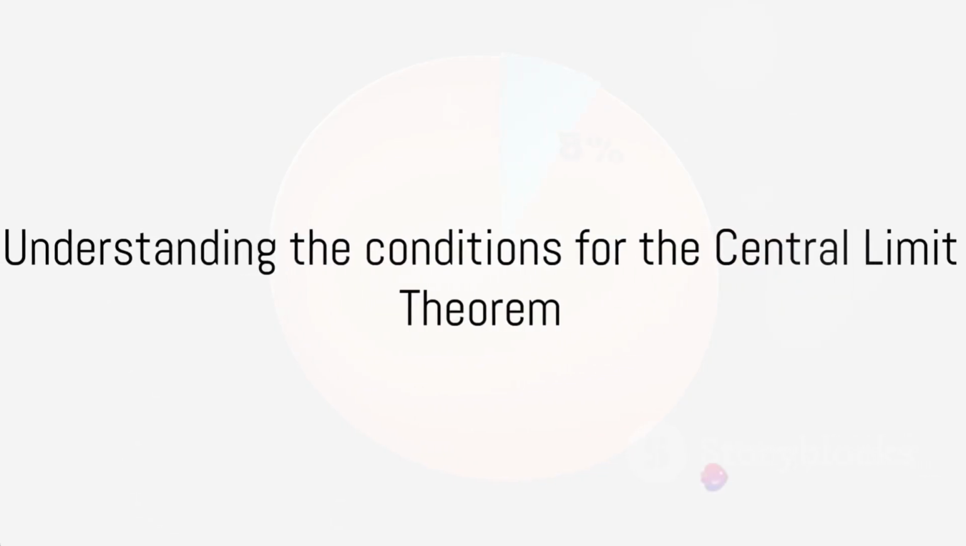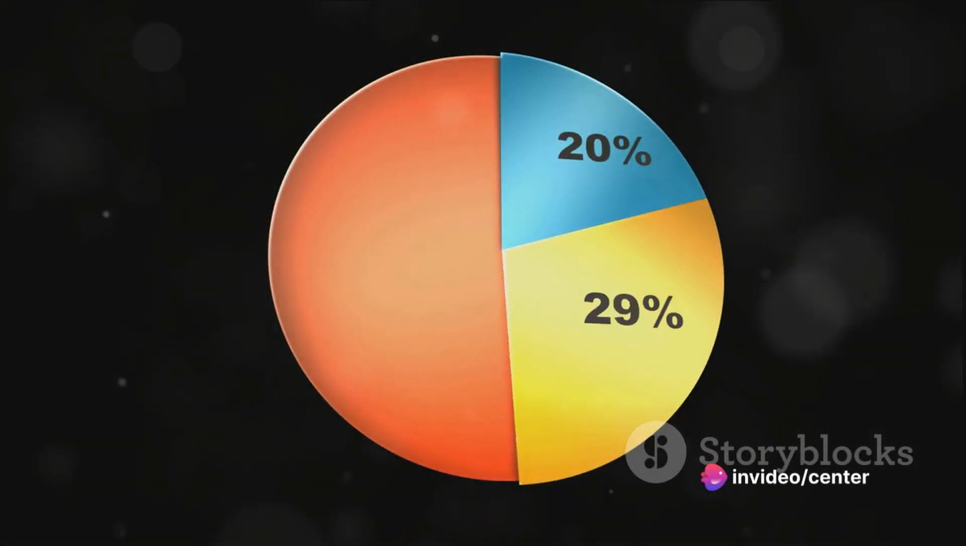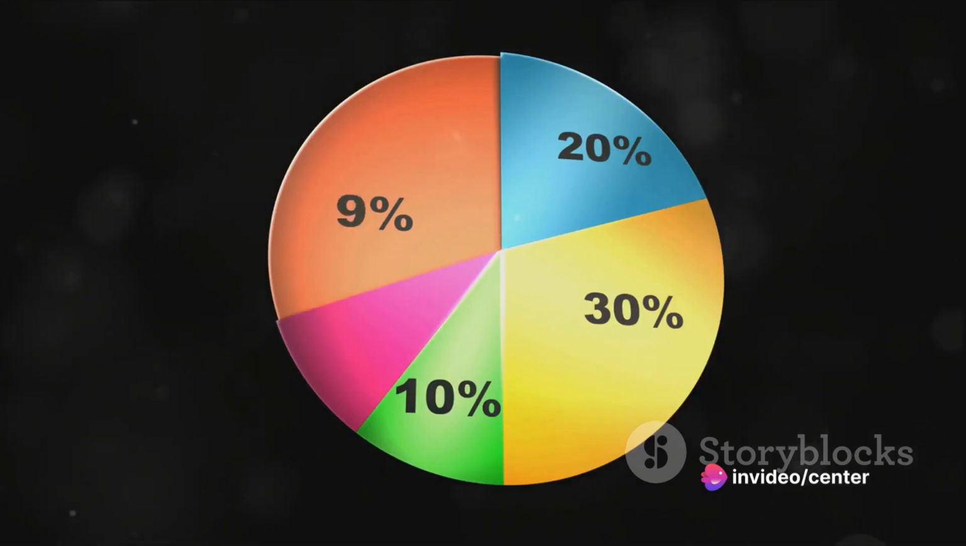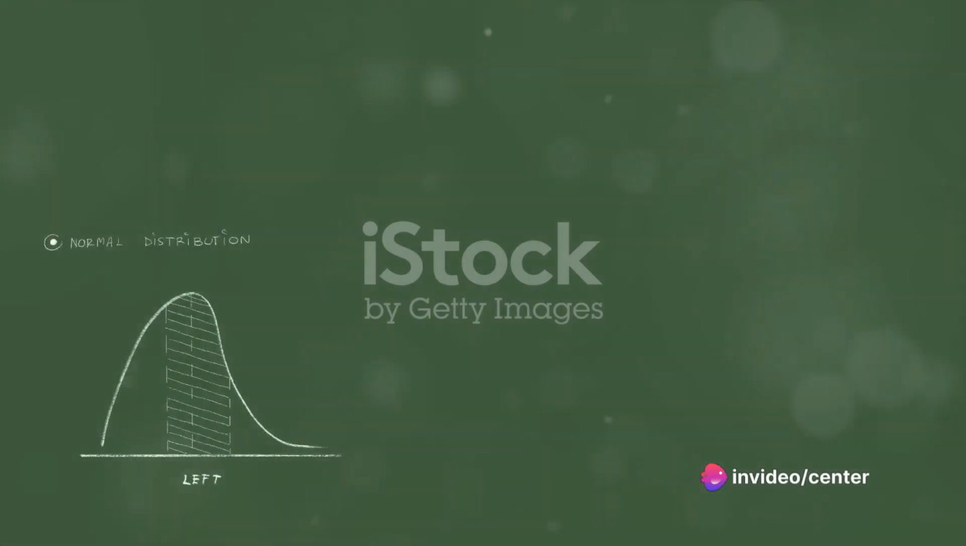By independent and identically distributed, we mean that these variables do not influence each other, and they share the same probability distribution. Now, what about sufficiently large? This can vary depending on the distribution of the individual variables, but generally, a sample size of 30 is considered large enough. So, if you meet these conditions, the central limit theorem comes into play.